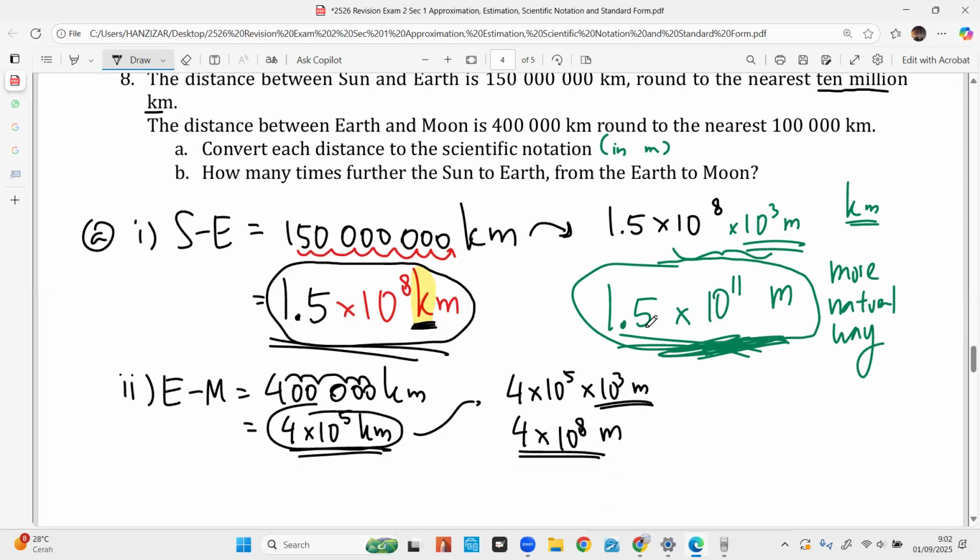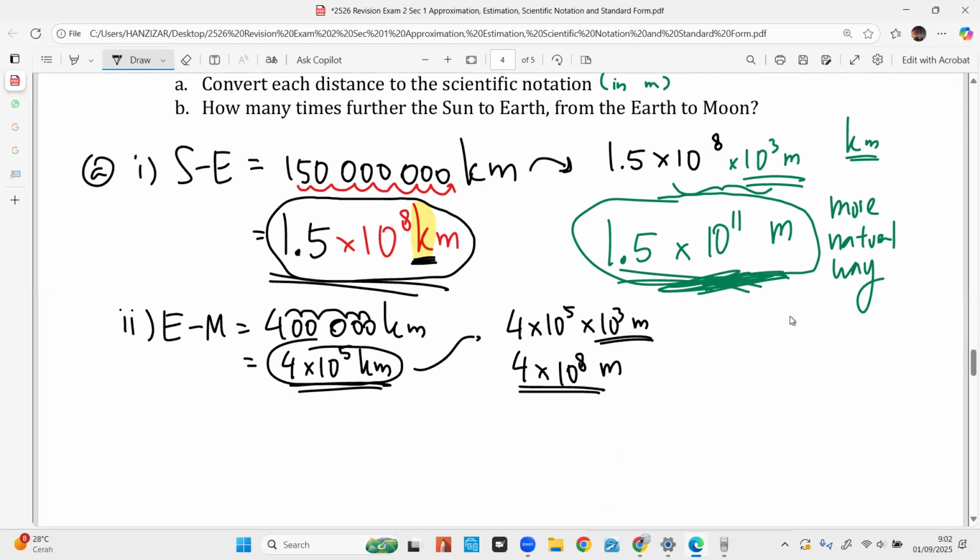Question B. How many times further is the Sun to Earth than the Earth to Moon? So for B, the question is finding the ratio or the comparison between Sun Earth and Earth Moon.